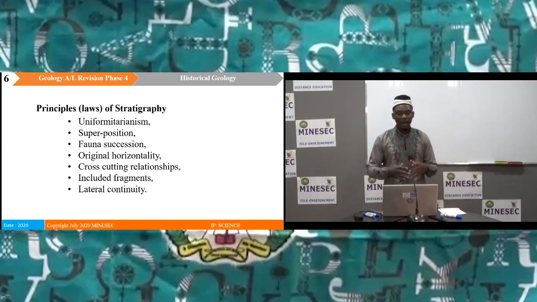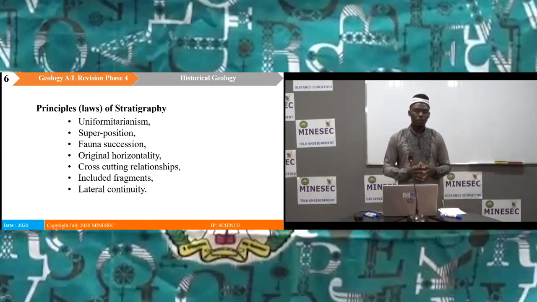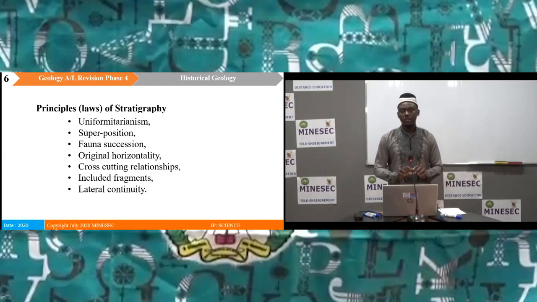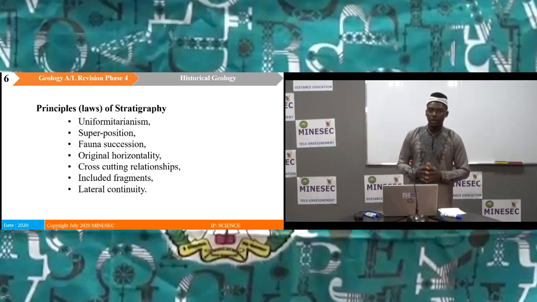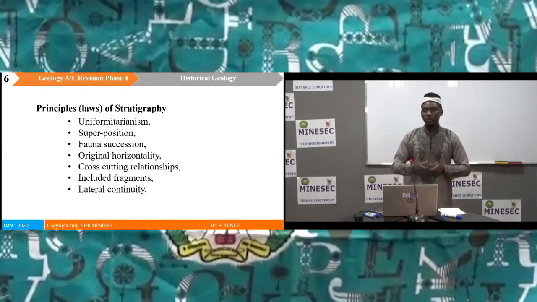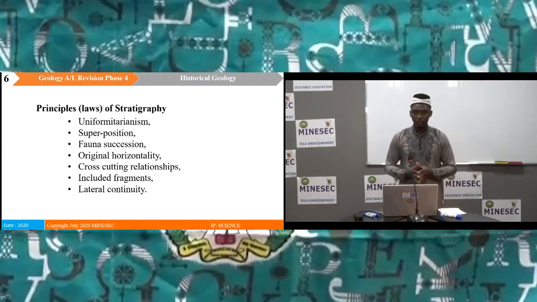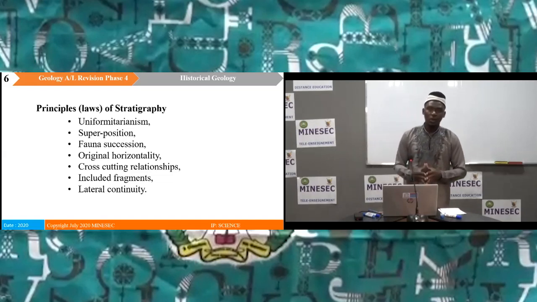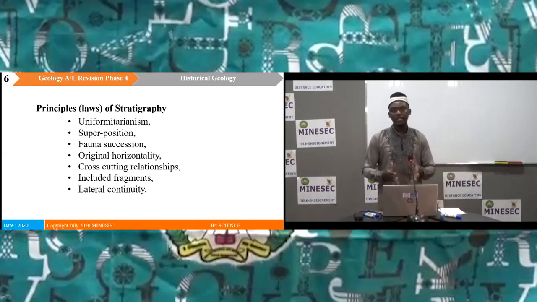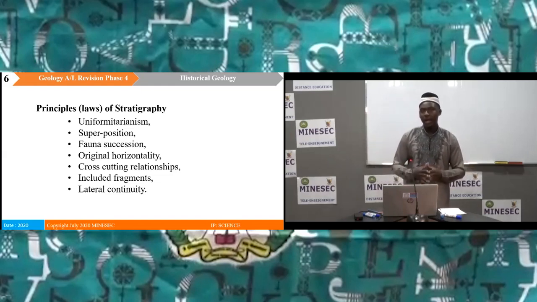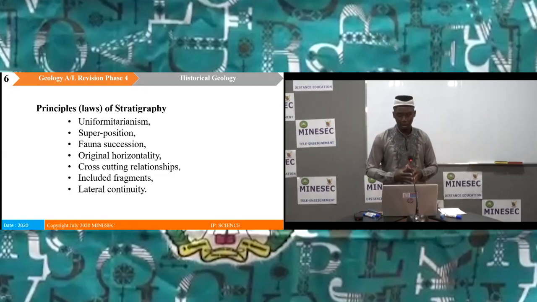Principle of lateral continuity. This principle states that sedimentary rock units extend in all directions, implying their thickness is reduced compared to their horizontal extension. This principle can be limited where such formations have been separated by valleys or other depressions caused by erosion.